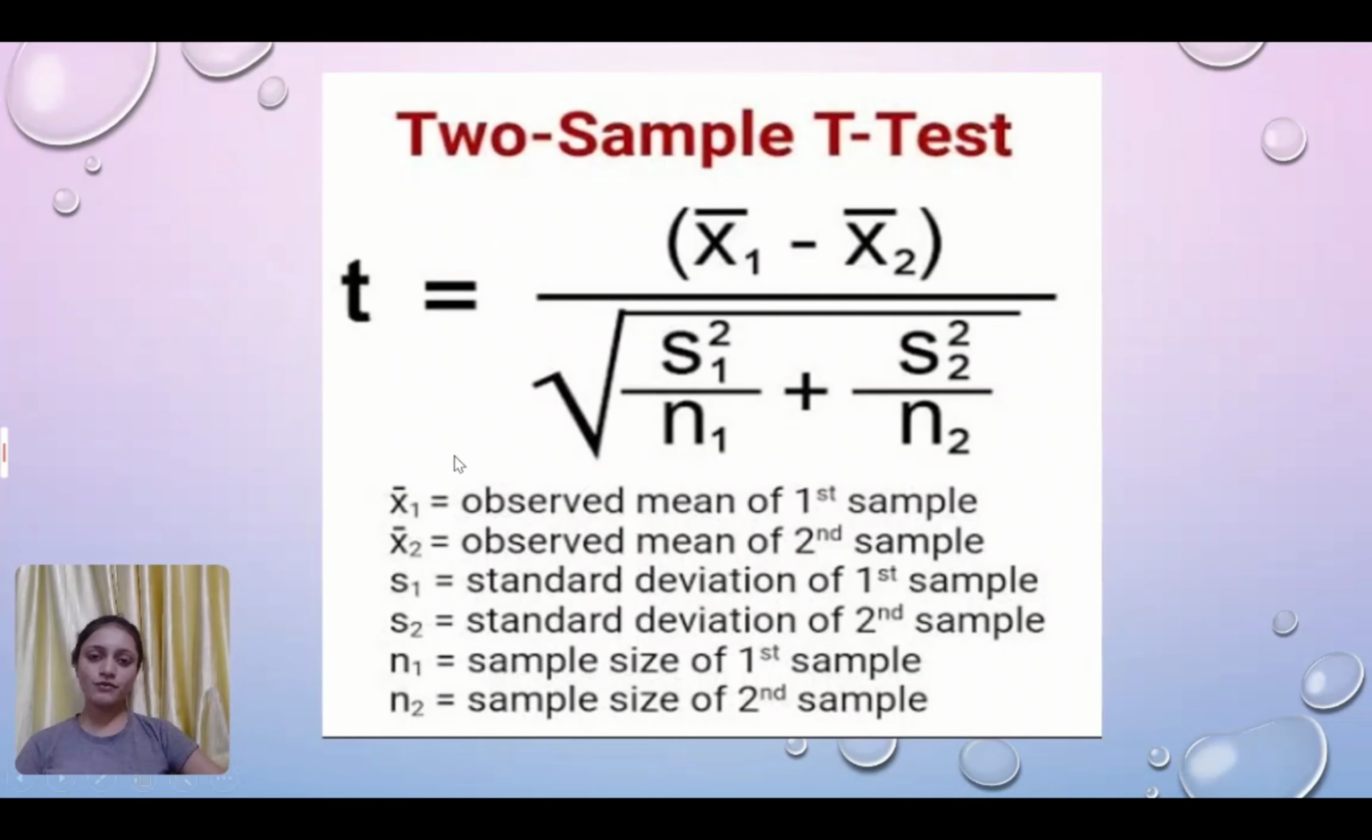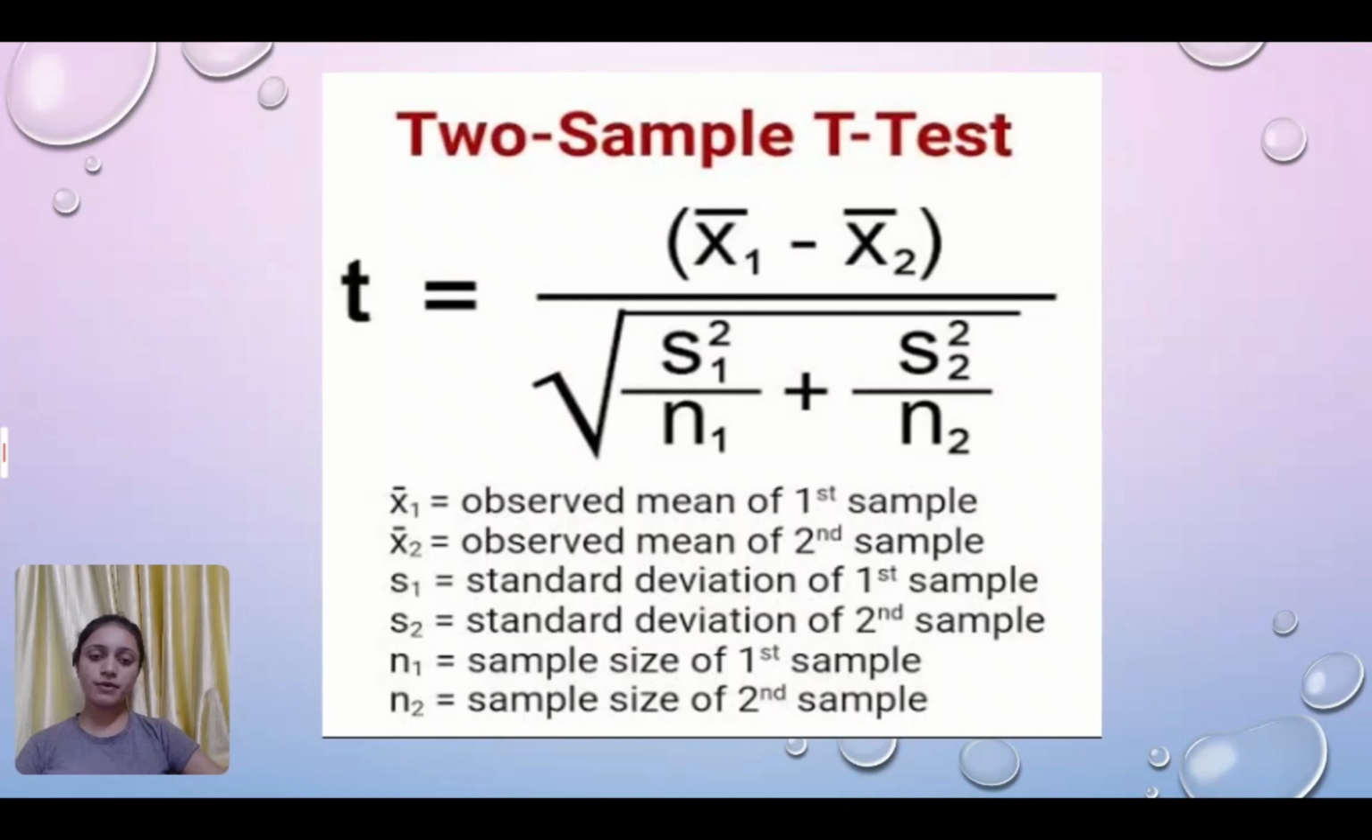This is the formula for calculating the hypothesis testing for two sample testing. t is equal to x bar of sample 1 minus x bar of sample 2, divided by the root over s1 squared divided by n1 plus s2 squared divided by n2.